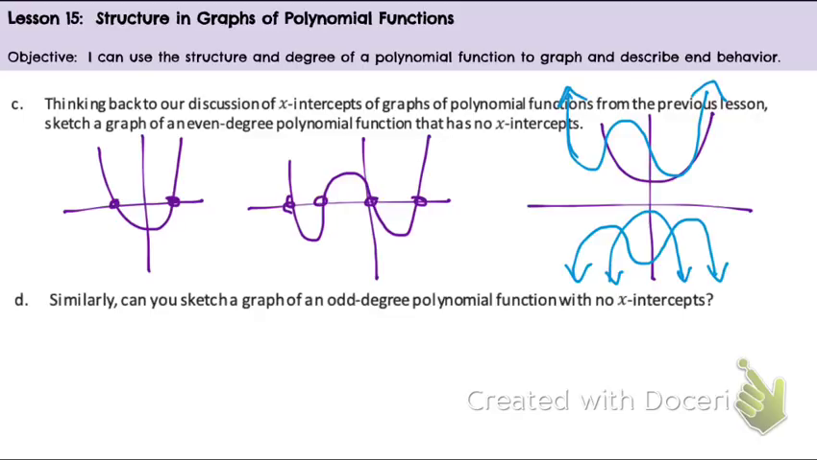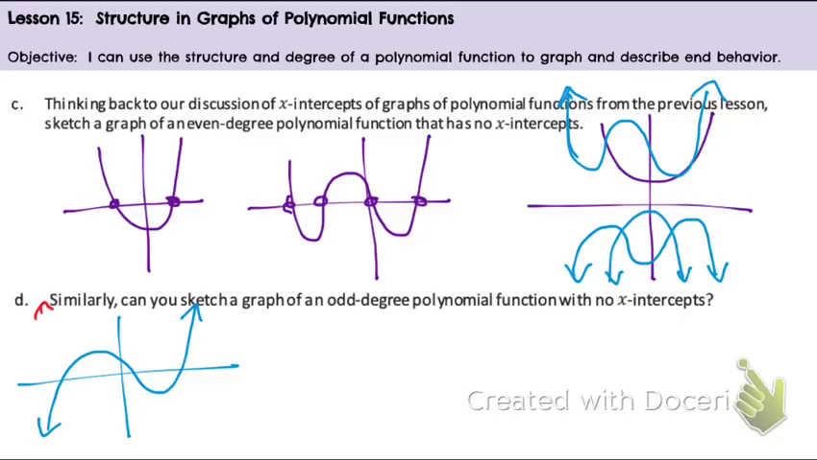Finally, letter D. Similarly, ooh, that's a tongue twister. Can you sketch a graph of an odd degree polynomial function with no x-intercepts? So let's look back at example number 1. In example number 1, and also on page 2, what we are finding is that if you have an odd degree function, it's going to end in different directions.